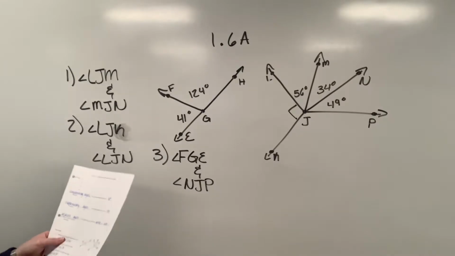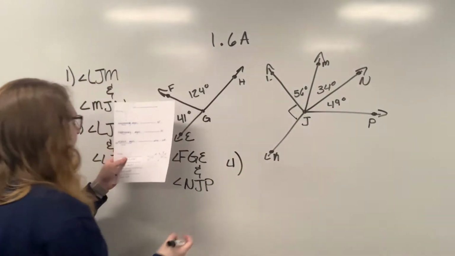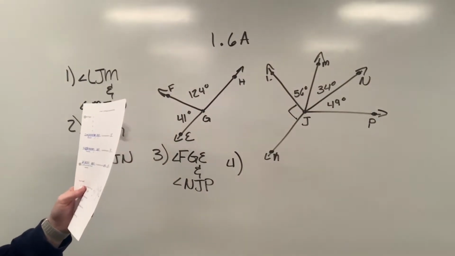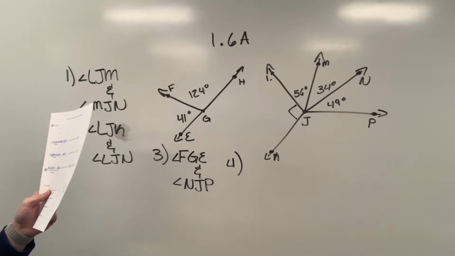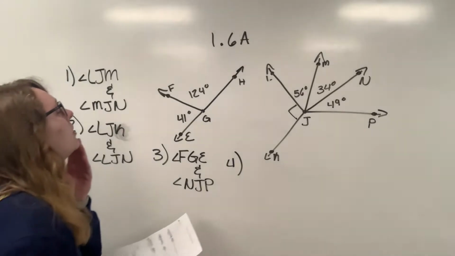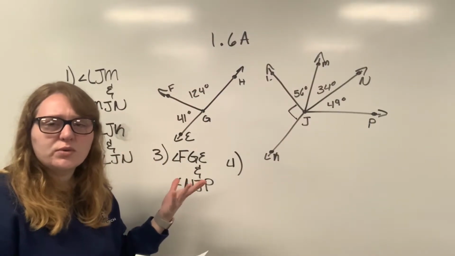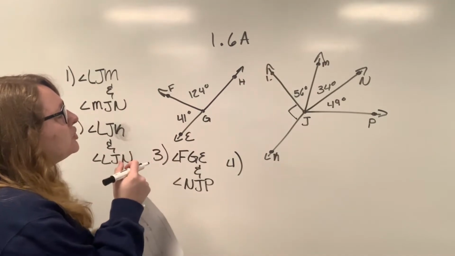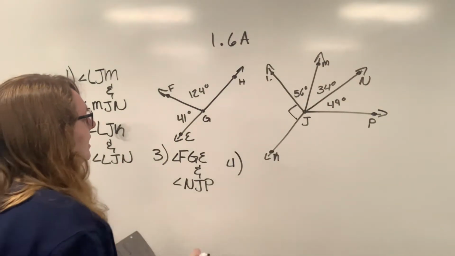And our last question having to do with these angles, number 4, wants us to find a pair of non-adjacent supplementary angles, okay? So we want something to add up to 180 degrees, and we want them not touching each other, okay? We haven't used this 124, so let's add 124 to these angles to see if we get 180, okay?